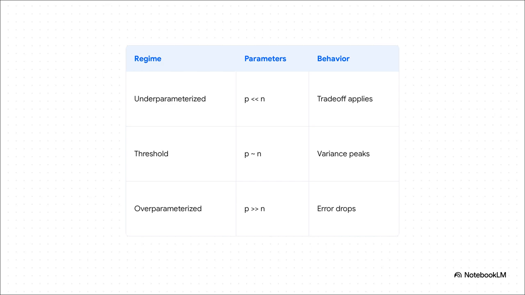So, the golden rule of the modern ML era? Never, ever stop right at the interpolation threshold. You either need to stay well below it, or push well past it.